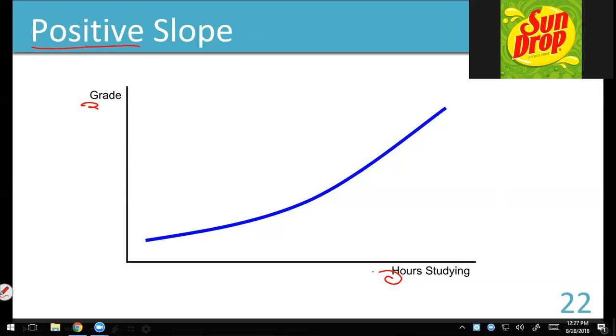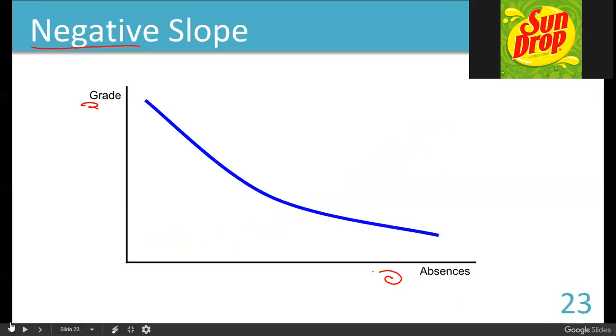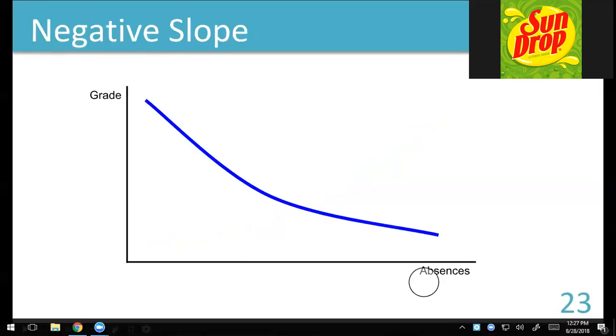Positive slope, you're going uphill. As one of them gets bigger, the other gets bigger. In this case, now we're studying. Negative slope, you're going downhill. The case here is absences and grade. The more days that Allison skips this class, the lower her grade is probably going to turn out on the test.